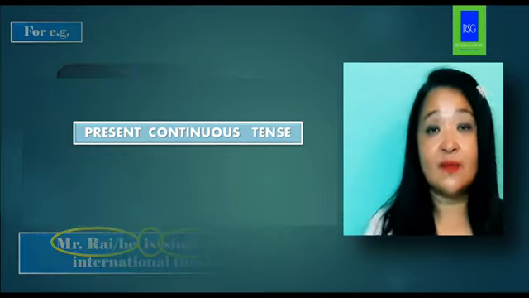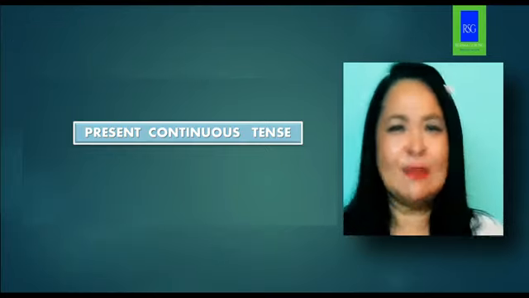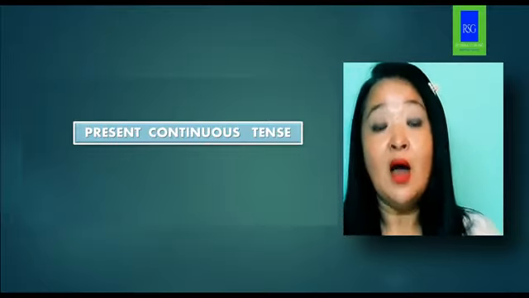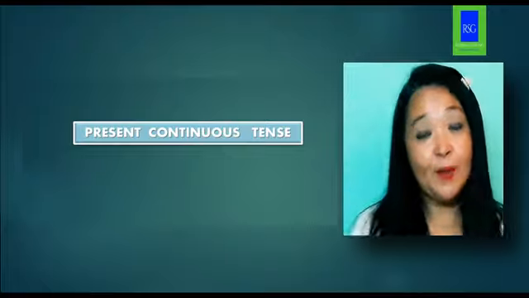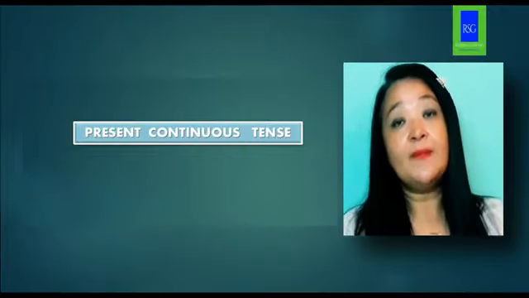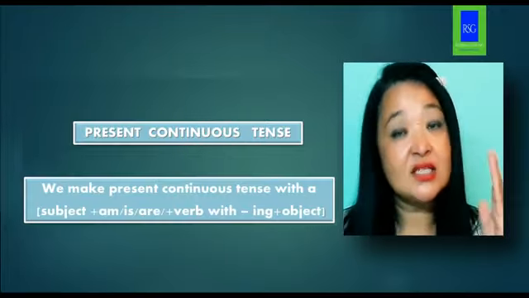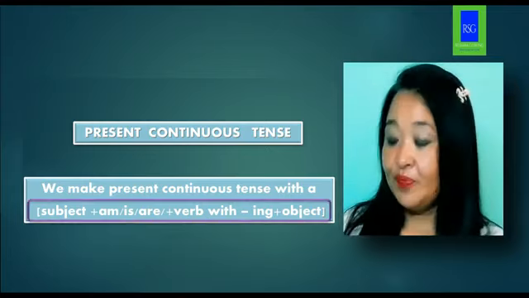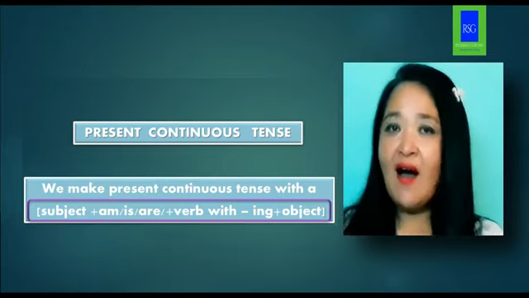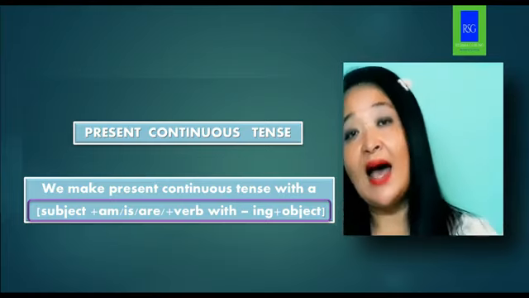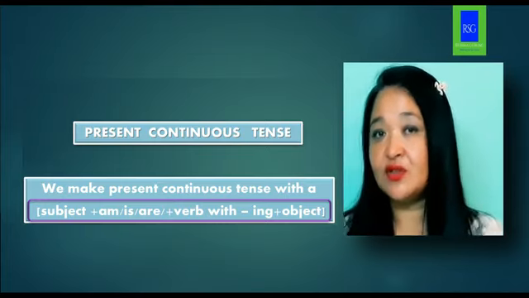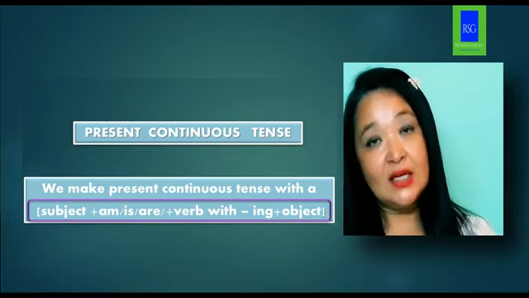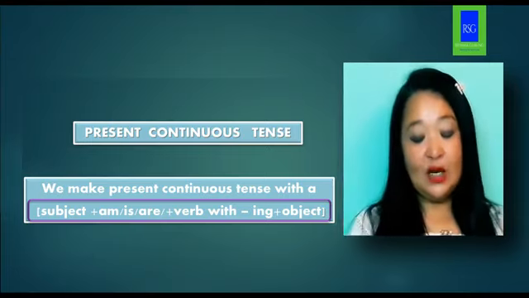Okay, the structure or the formula in very simple language that you have to remember while doing an exercise on present continuous tense is what? A subject. You know what a subject is? A subject is a doer. Subject plus is or am or are plus a verb ending with ing. So this is the structure that you have to keep in mind while doing an exercise on present continuous tense. Okay, right.